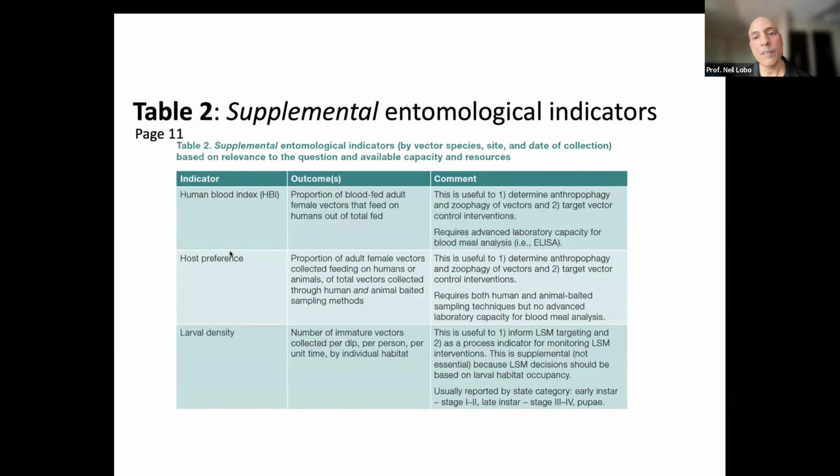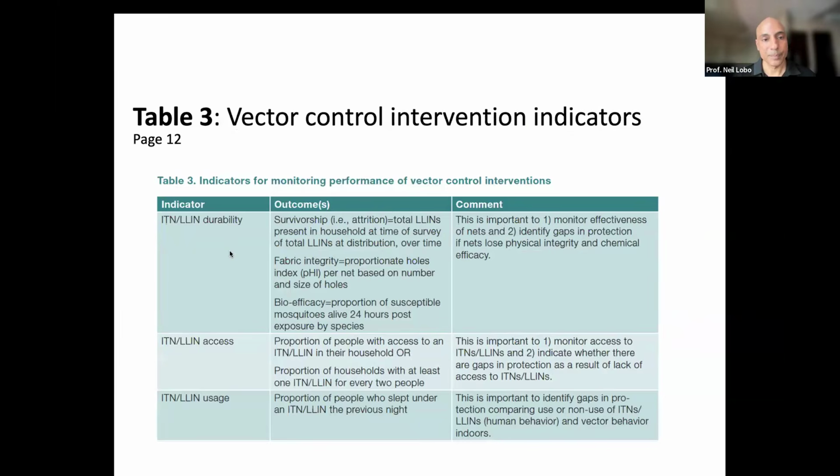Table 2 are supplemental or nice to have indicators. If you have lots of funding and lots of capacity, there are some indicators that may be really nice to collect, in addition to the ones you're focusing on, in addition to the minimal essential ones. And for example, human blood index, it can tell you the proportion of mosquitoes that prefer humans versus cows or dogs or things like that.